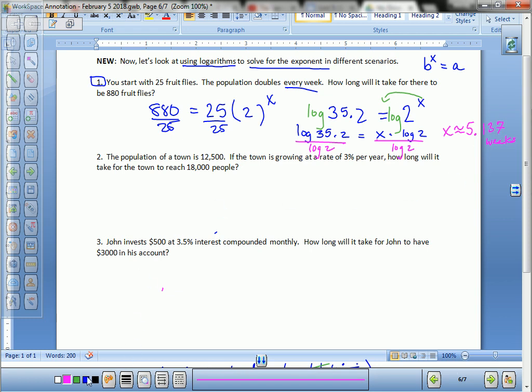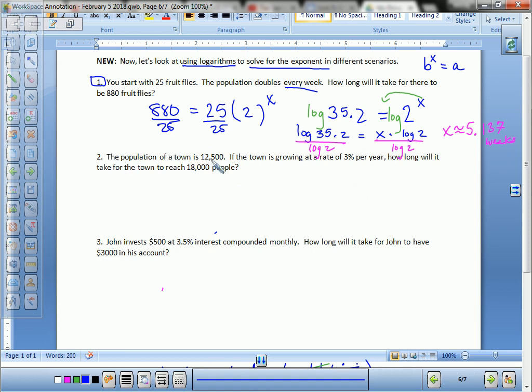Alright, so do you see that these are not much different than the problems we've been doing? There's just a new step 1. You've got to come up with the problem. And then you solve it. Okay? So number 2.